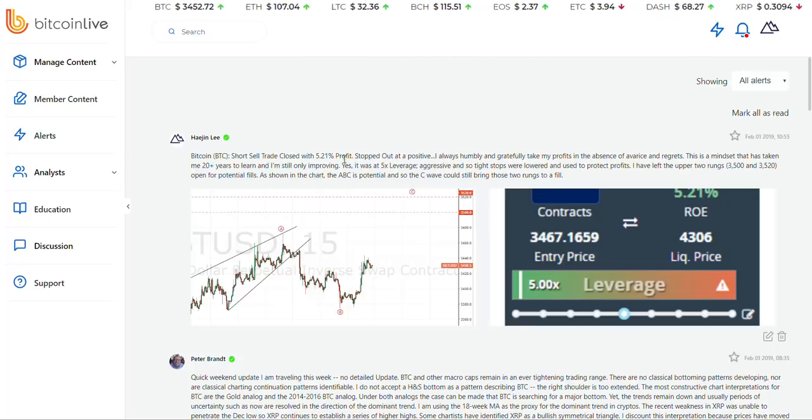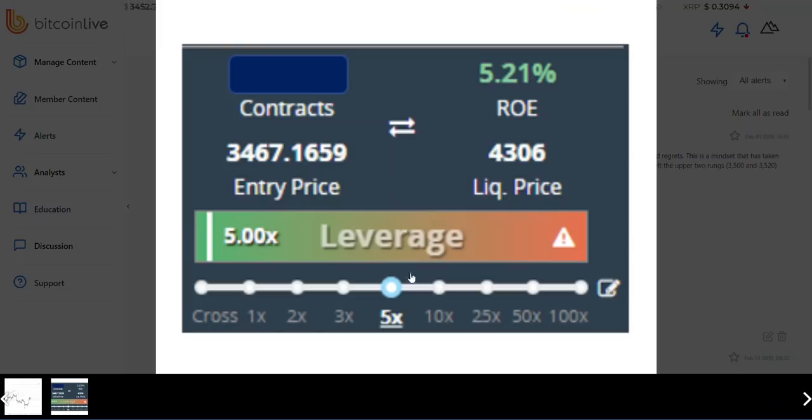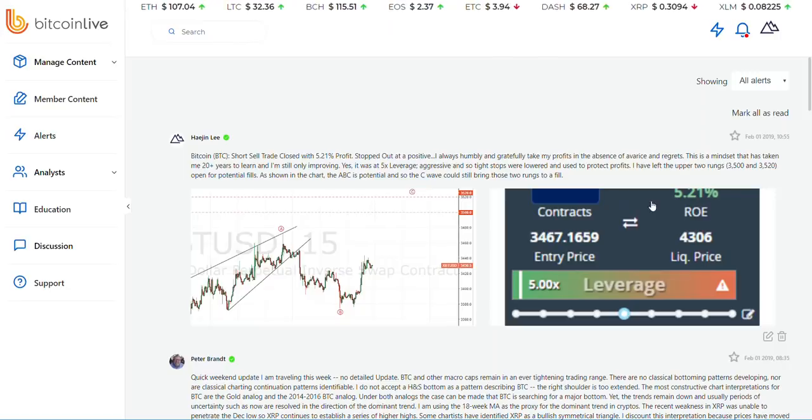I also want to share my short sell trade on Bitcoin, which was stopped out, closed at 5.21% profit. I did use 5x leverage. I didn't announce that initially because, like I said in one of my videos yesterday, quite often when I put out a trade detail in black and white, it gets messed up. And quite often that mess up is because of emotions. And I didn't want anyone else to be following me on a 5x, because if that mess up occurred, that 5x would make it really dirty.